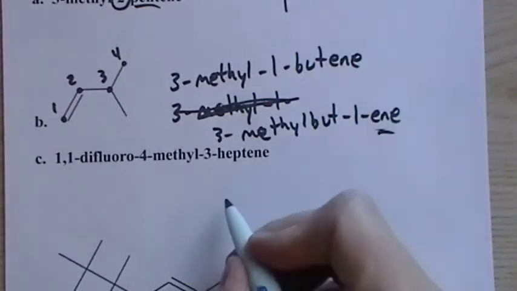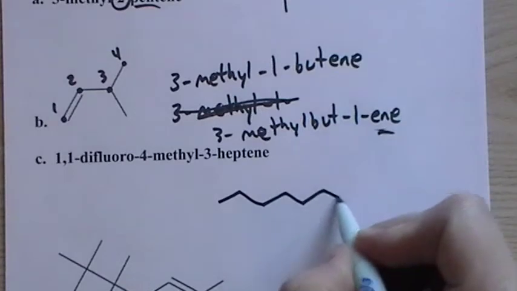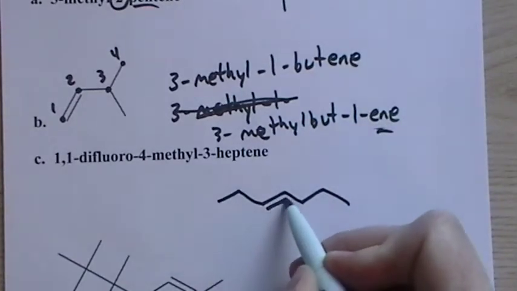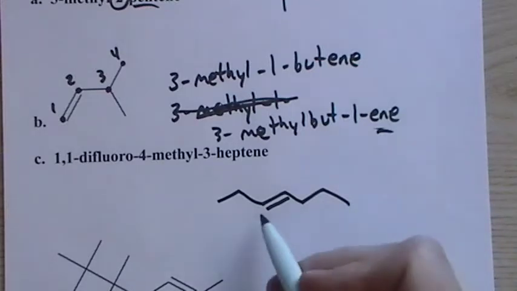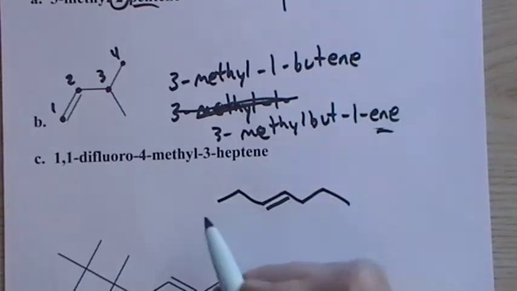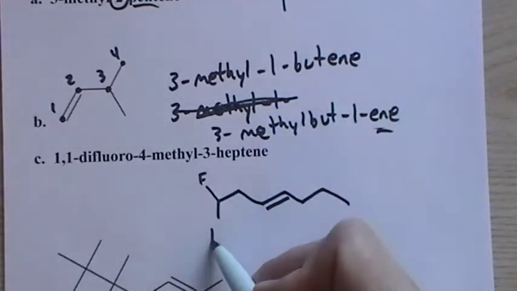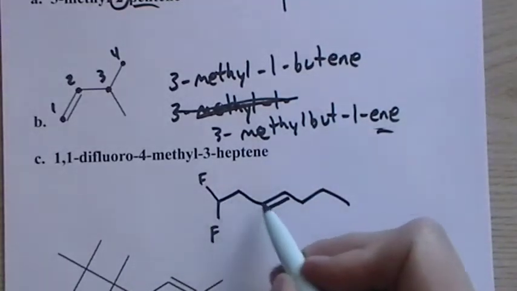Then we have 1,1-difluoro-4-methyl-heptene. So 1, 2, 3, 4, 5, 6, 7. That's heptane. 1, 2, 3. That's where the double bond begins at the 3rd. Goes from the 3 to the 4 carbon. We started numbering from this side, so put 2 fluorines on here. And then 1, 2, 3, 4.